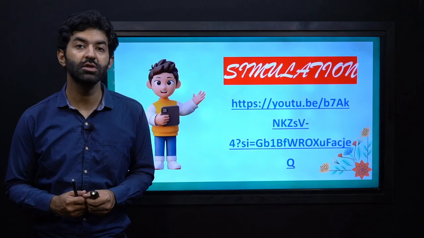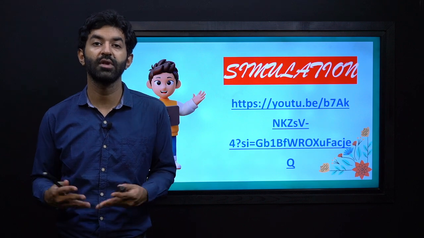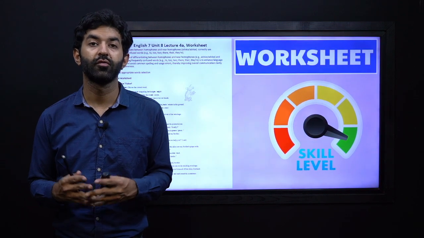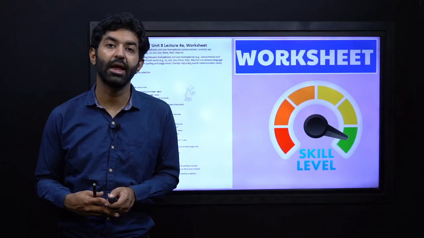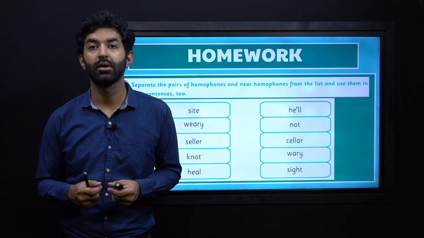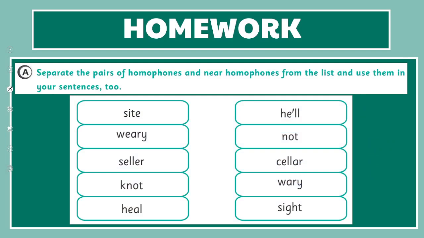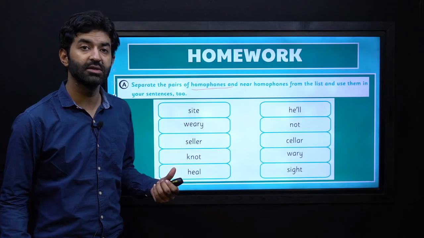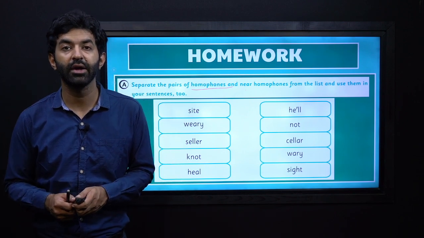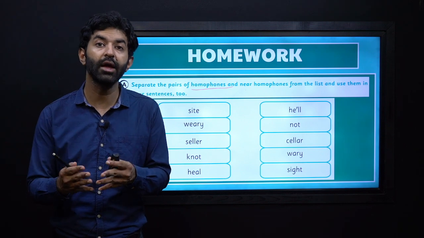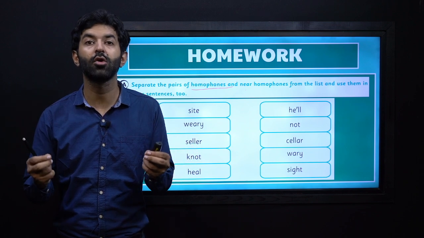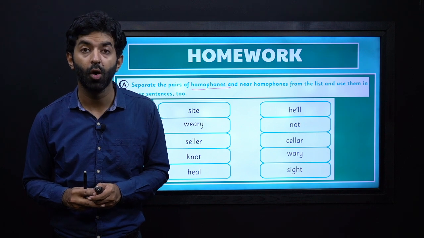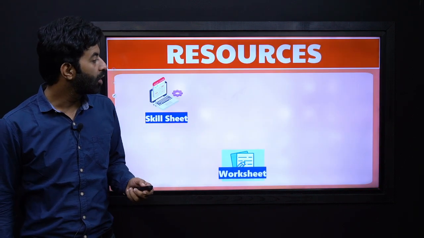Alright, let's move on students. This is your simulation link for interesting and extensive information, and this is your worksheet which is related to the main lesson and you have to complete it. For the homework, you are going to separate the pair of homophones and near homophones from the list and use them in your sentences exactly like we did in the classroom activity. You have to make sentences as well to clarify the meaning and working of these different homophones. These are all the resources.